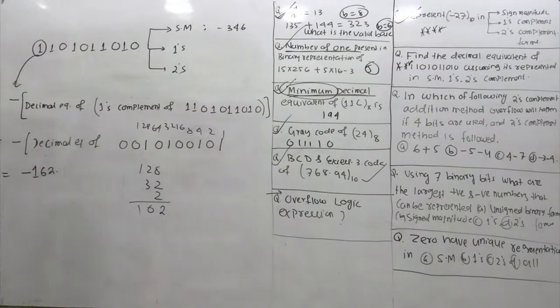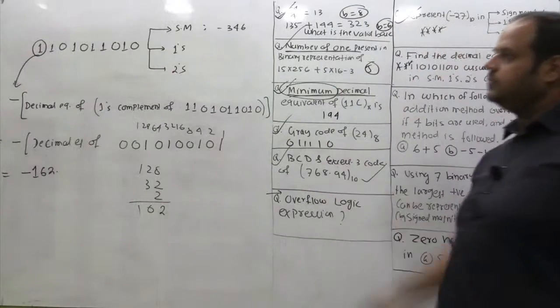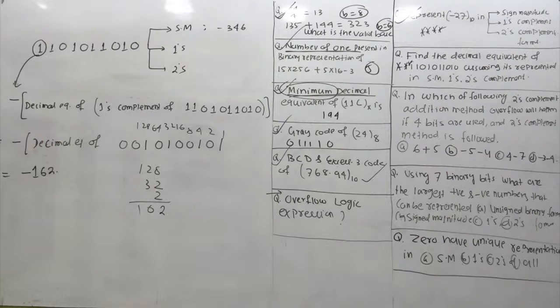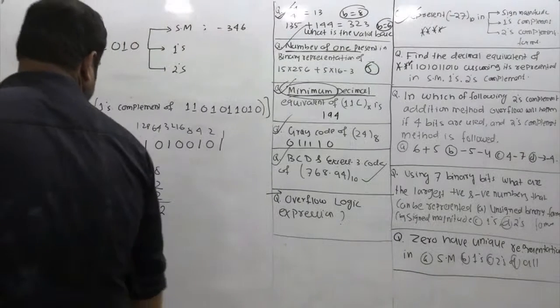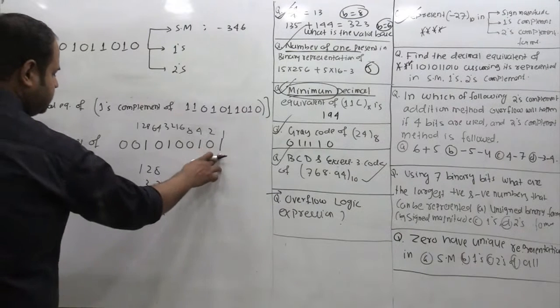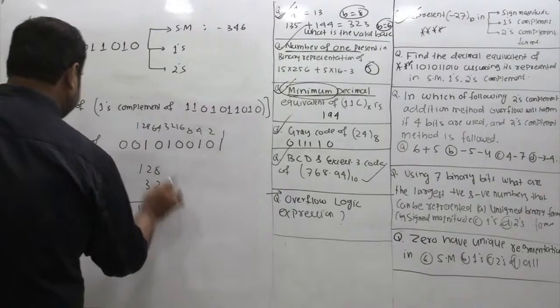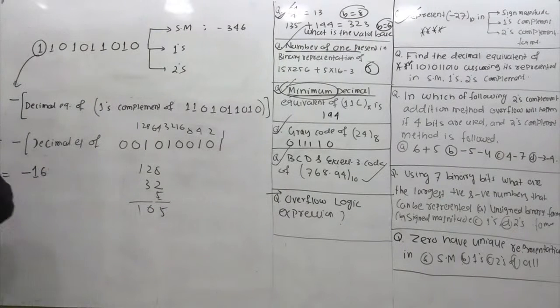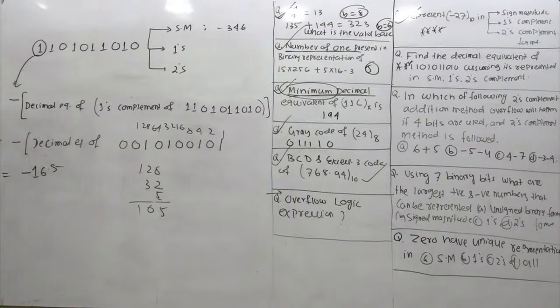So the standard method is, if you know this is in 1s complement form, then this is the method. So it is 165. Let's see, 32. Okay, this is 5, right? Yes, this will be 165. Sorry, yes, this will be 165. Minus of 165.